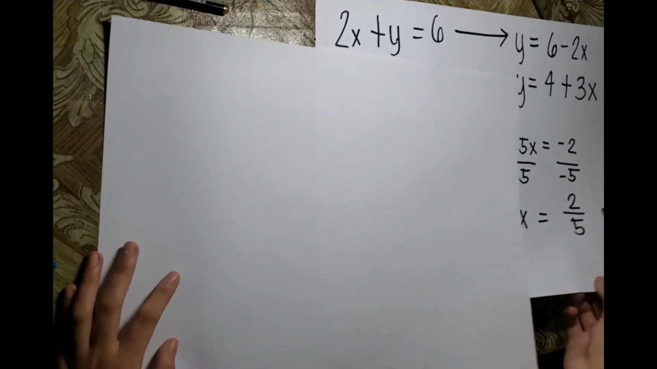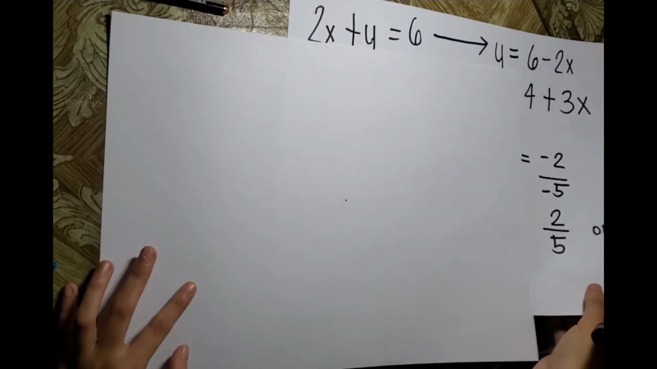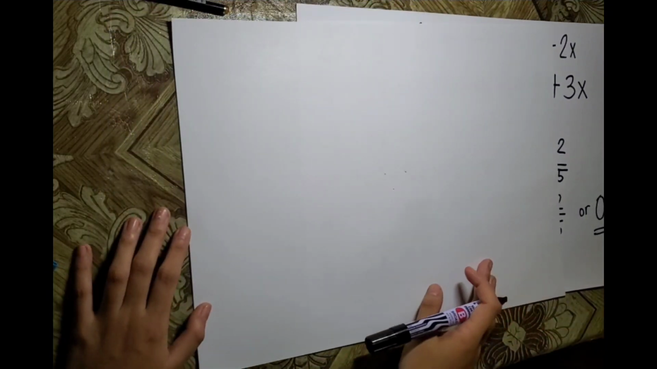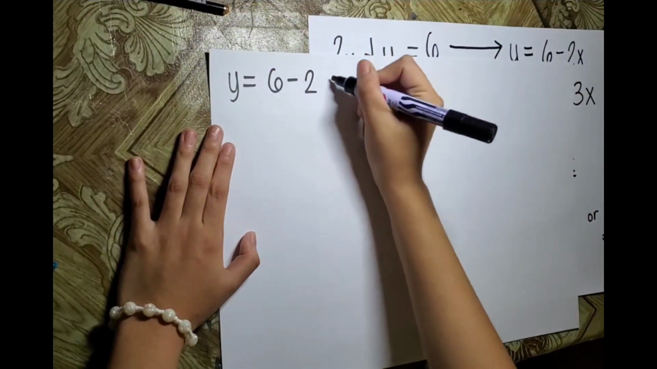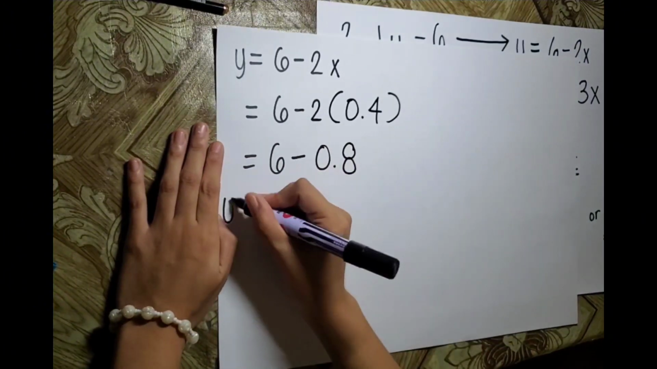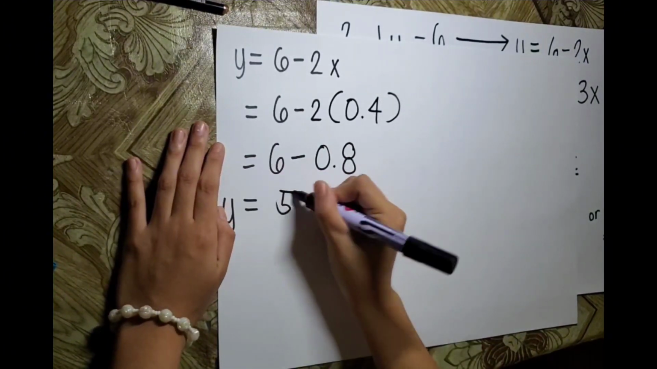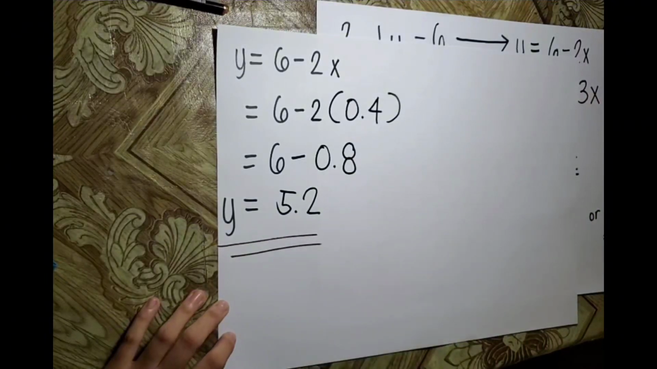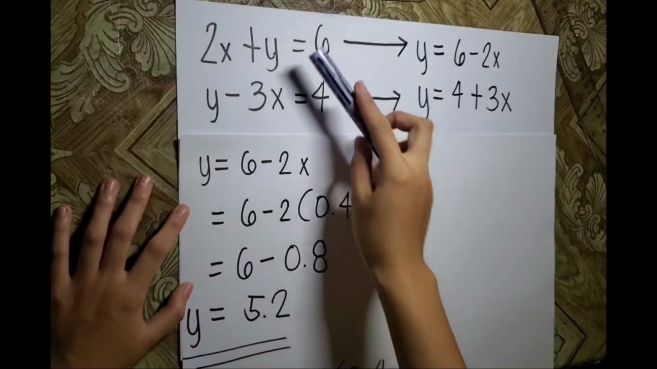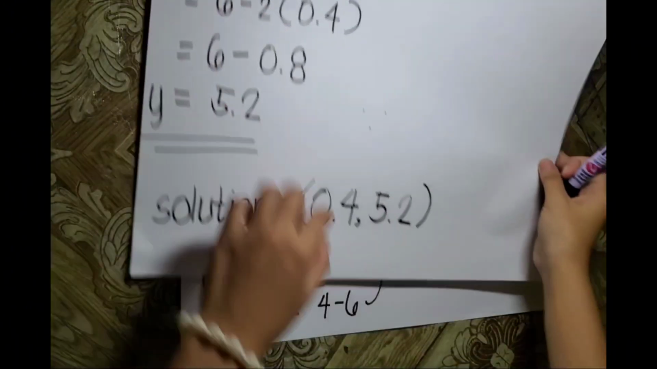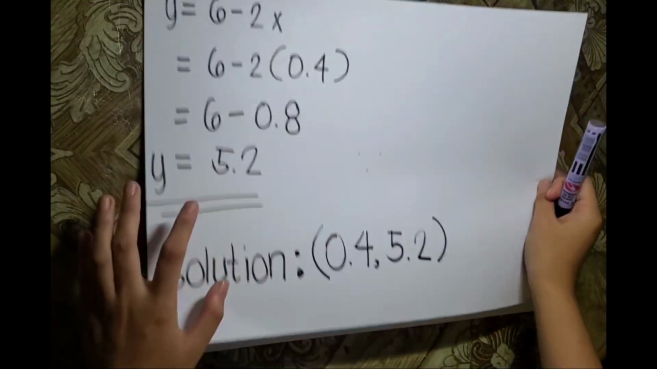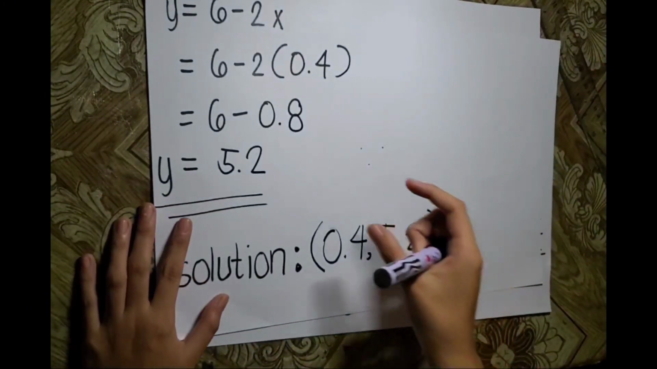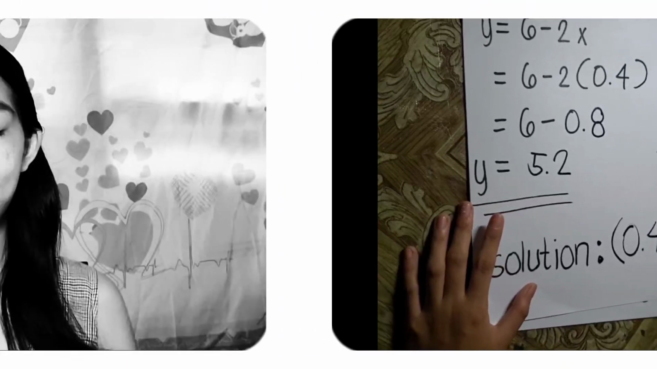Since we now have our x value, which is 0.4, let's now solve for y. Therefore, our y is 5.2. Hence, the solution for these equations is (0.4, 5.2). Simply, this is the point where the lines meet or intersect.